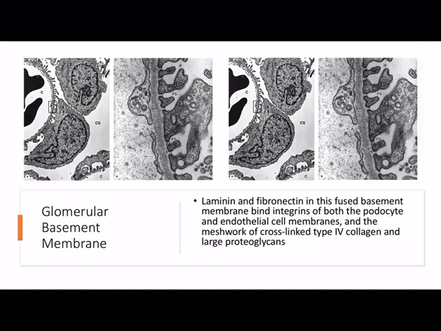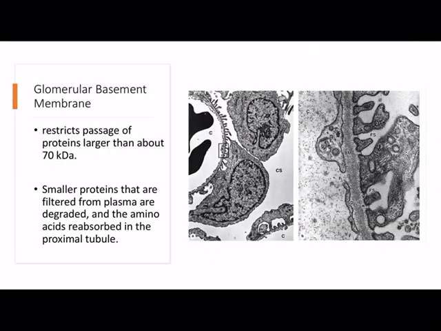Your glomerular basement membrane, again, is composed of laminin and fibronectin. In this fused basement membrane bind integrins of both the podocyte and the endothelial cell membranes, and a mesh of cross-linked type 4 collagen and large proteoglycan. Glomerular basement membranes restrict passage of proteins larger than about 700 kilodaltons. Smaller proteins that are filtered from the plasma are degraded and the amino acids reabsorbed in the proximal tubules.